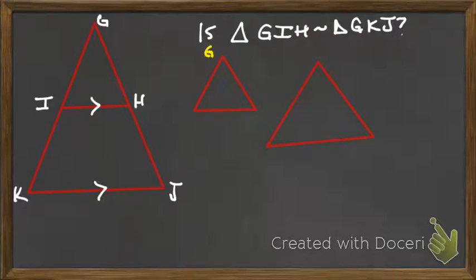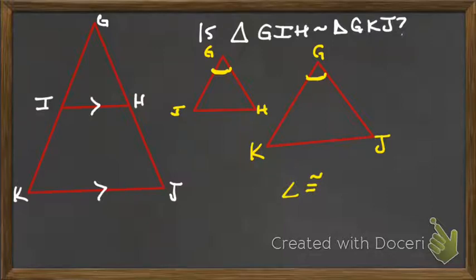So here's G, I, H. Here's G, K, J. Now, in order to determine if the triangles are similar, we need to go ahead and find that two angles are congruent. Well, what angle can you immediately figure out is congruent in both triangles? Yeah, you should say that angle G is congruent to angle G. That's a reflexive property, right? So you know that angle G is congruent to angle G. So that's one.